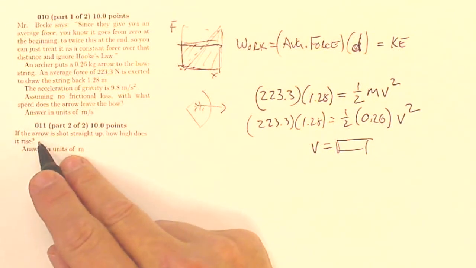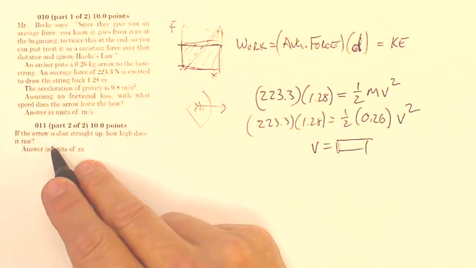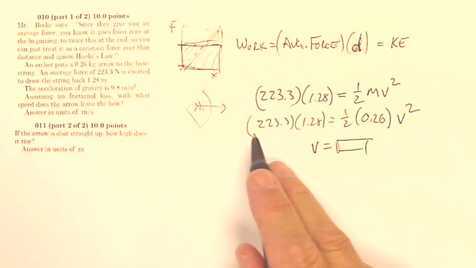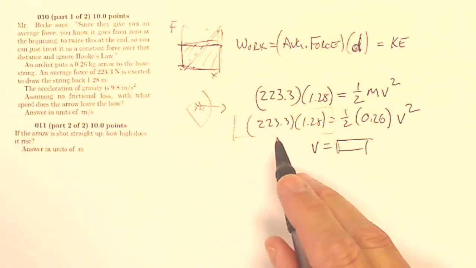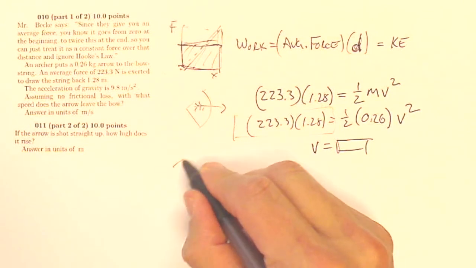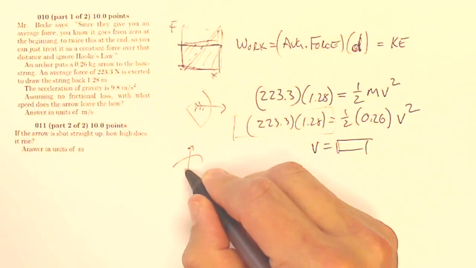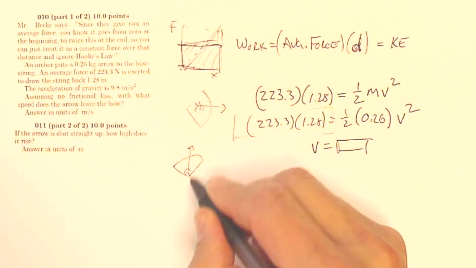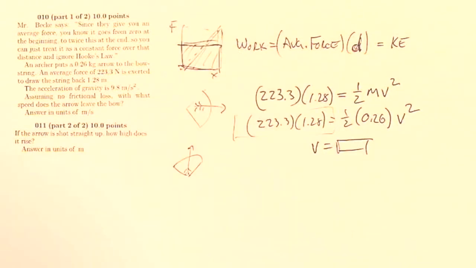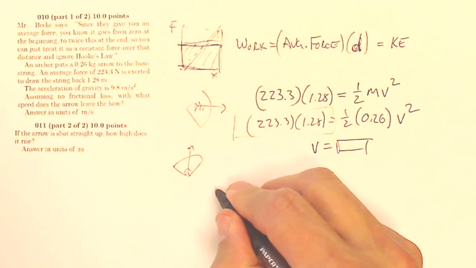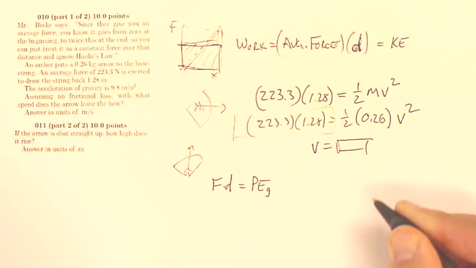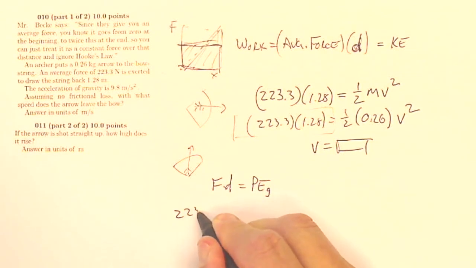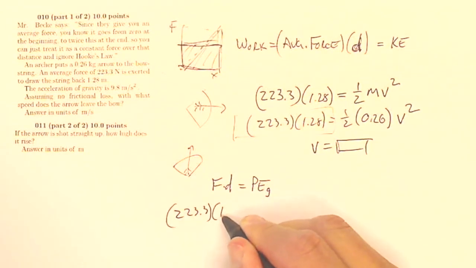Number 11 says, if the arrow is shot straight up, how high does it rise? Well, again, I've got this work being force times distance, so this same amount of energy, in this case, if I shoot it straight up, so if I send that arrow flying straight up in the air, then it's going to have some PE when it gets way up as high as it'll go. So for the second part, I know that my force times distance is going to equal my potential energy due to gravity. So I've got 223.3 times 1.28.